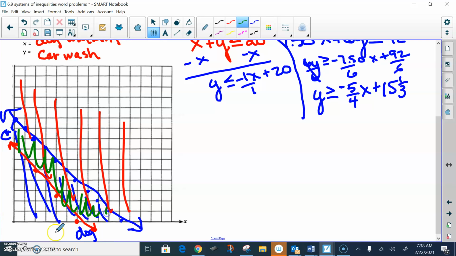What does that section represent? That represents the number of hours you could work at the car wash or walk a dog, and both of those would satisfy your two conditions.